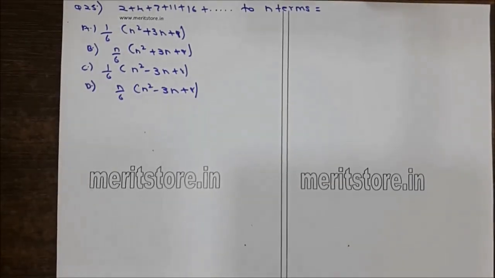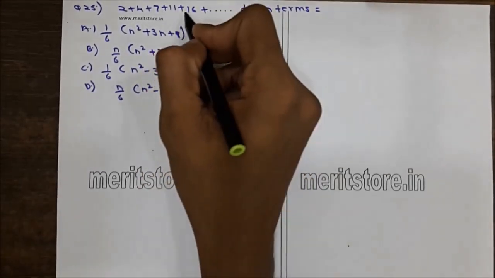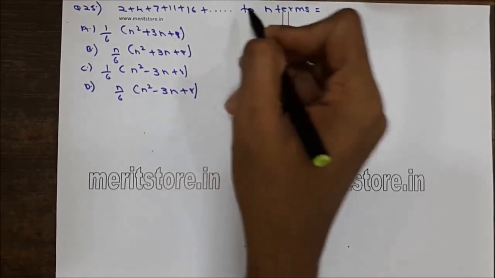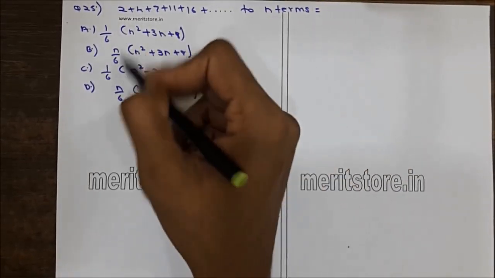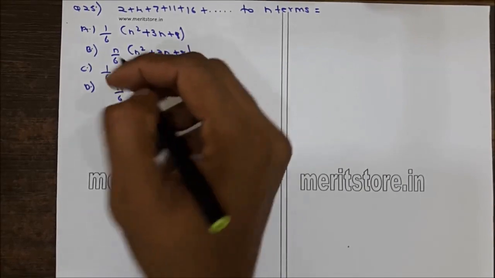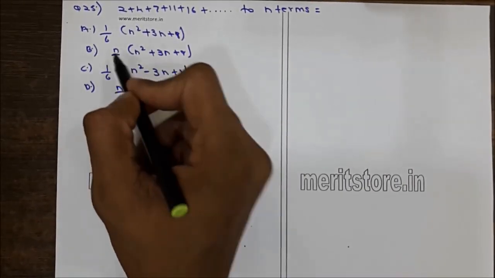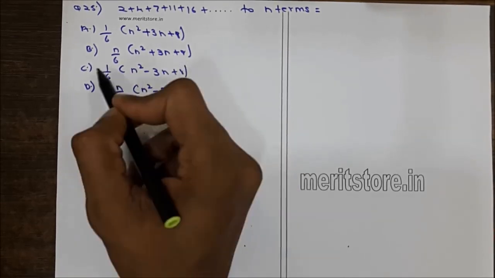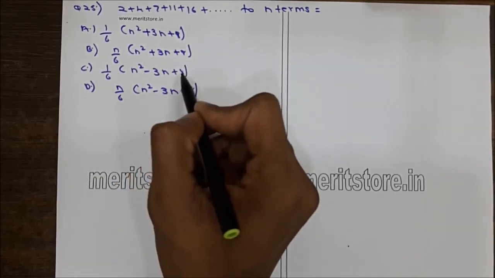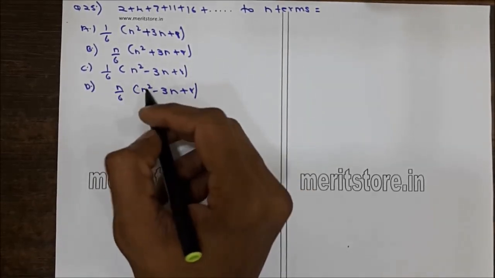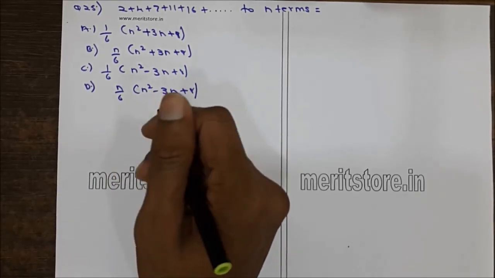Question 25. 2 plus 4 plus 7 plus 11 plus 16 plus so on to n terms is equal to, we have four options, that is A, 1 by 6 n square plus 3n plus 8, B, n by 6 n square plus 3n plus 8, C, 1 by 6 n square minus 3n plus 8, D, n by 6 n square minus 3n plus 8.